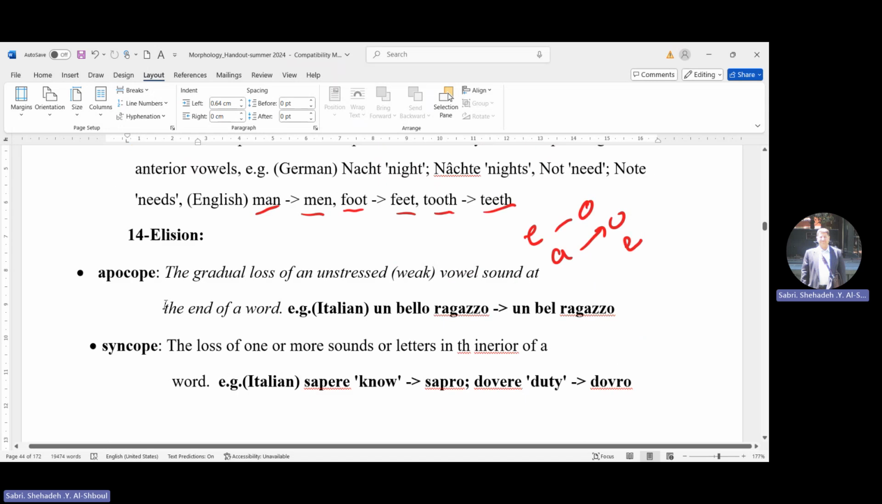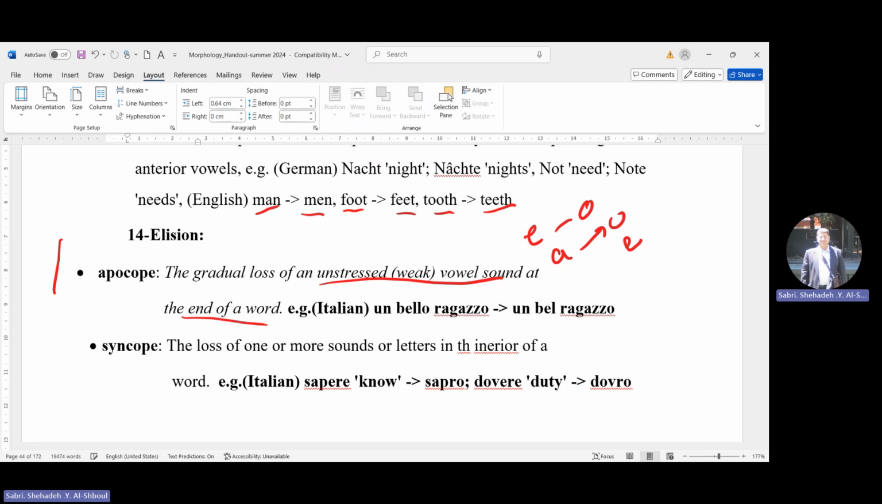In elision, we talk about a variety of processes, and these processes involve loss of vowels or consonants in different places. The property of this elision depends on the position of this phenomenon. So for apocope, we have the loss of the unstressed vowels at the end of the word, like in Italian, "bello ragazzo" becoming "bel ragazzo." So here the vowel o deletes.